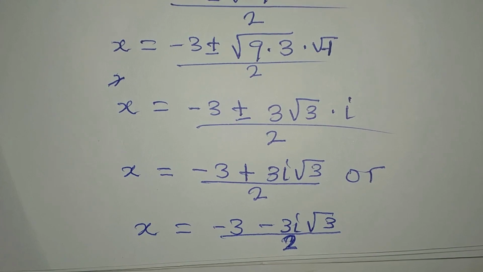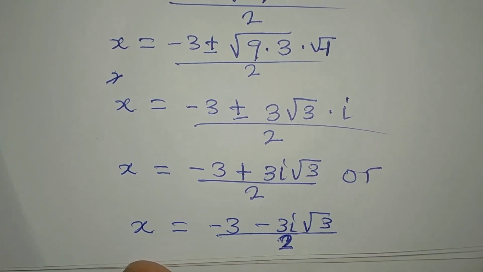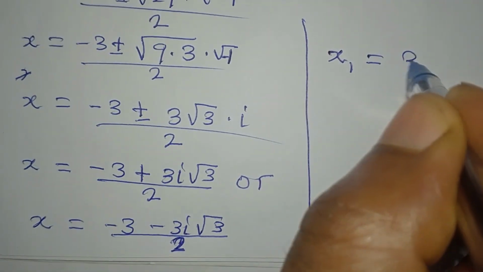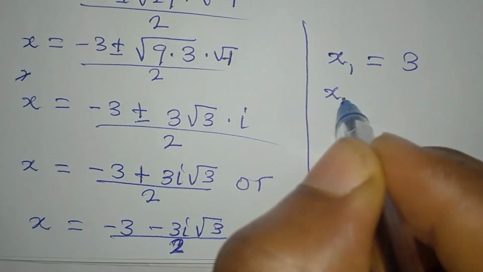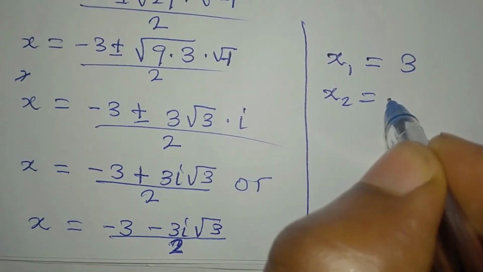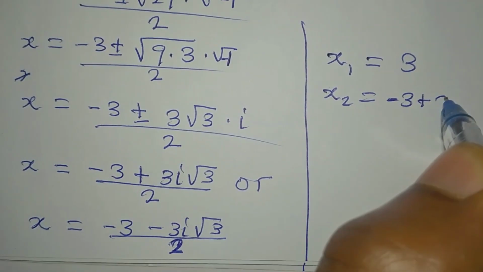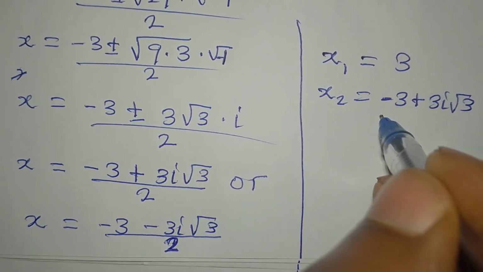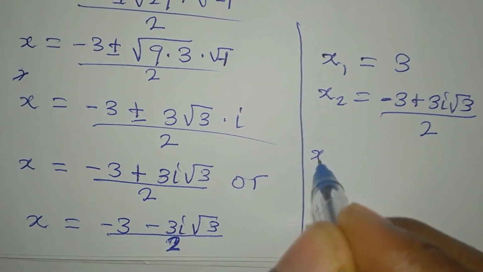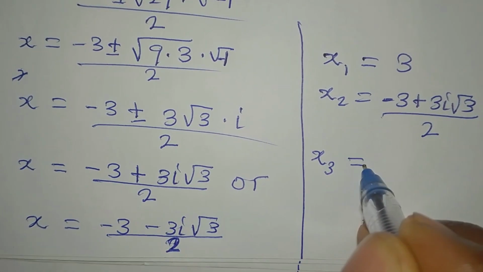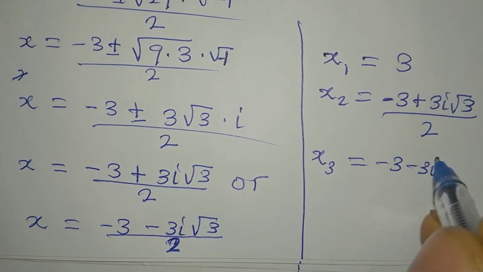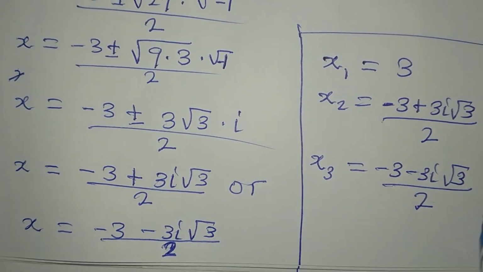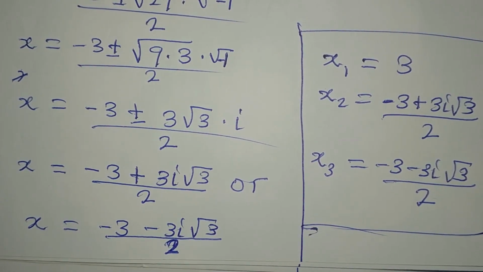Now let's bring the 3 solutions together. We have x1 equal to 3, right? Then our x2 is from here. We have minus 3 plus 3i root 3, and that will be divided by 2. Then our x3 is equal to minus 3 minus 3i root 3 divided by 2. So these are the 3 solutions to the equation.